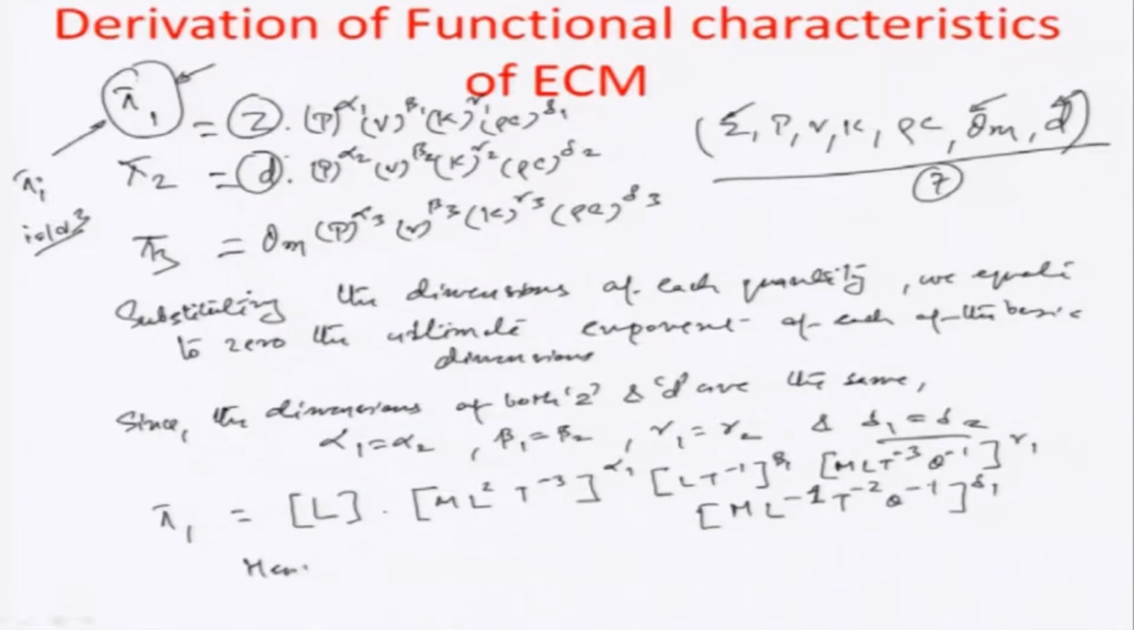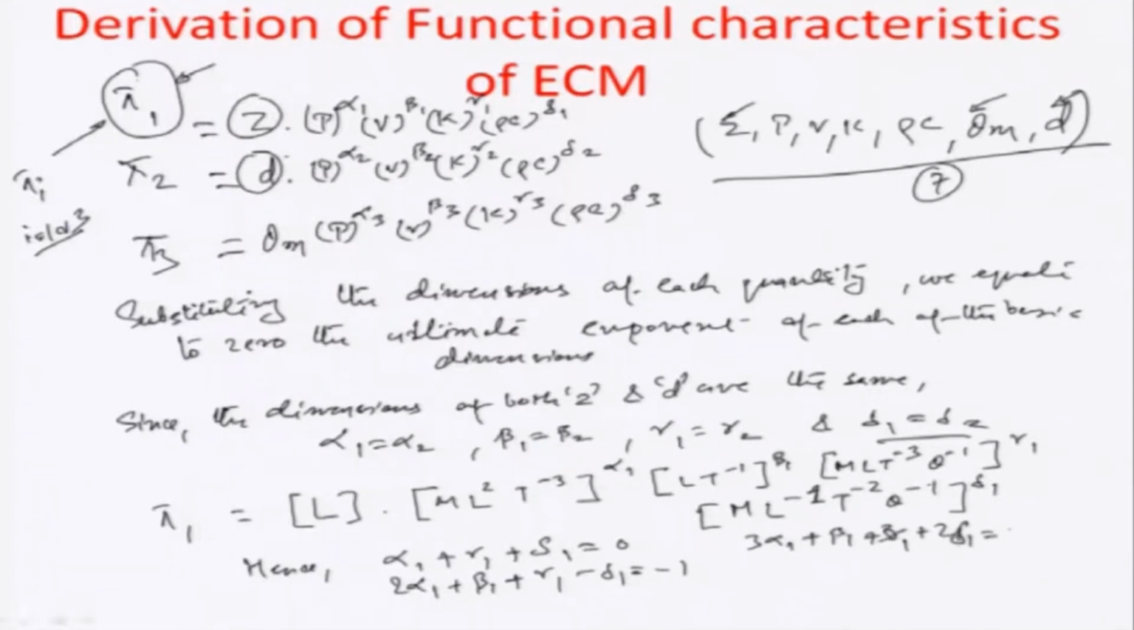So, alpha 1 plus gamma 1 plus delta 1 is equal to 0, twice alpha 1 plus beta 1 plus gamma 1 minus delta 1 equal to minus 1, thrice alpha 1 plus beta 1 plus gamma 1 plus thrice gamma 1 plus twice delta 1 equal to 0, and gamma 1 plus delta 1 is 0.